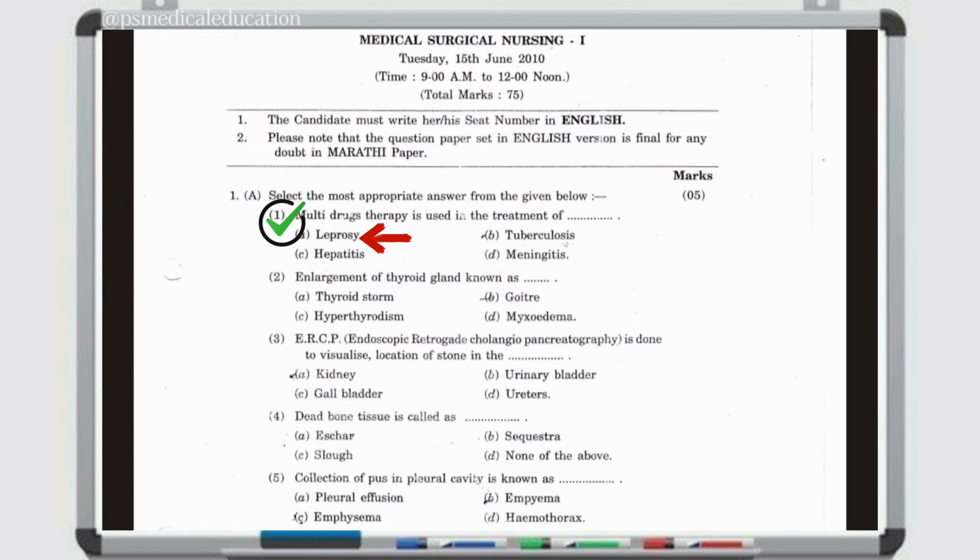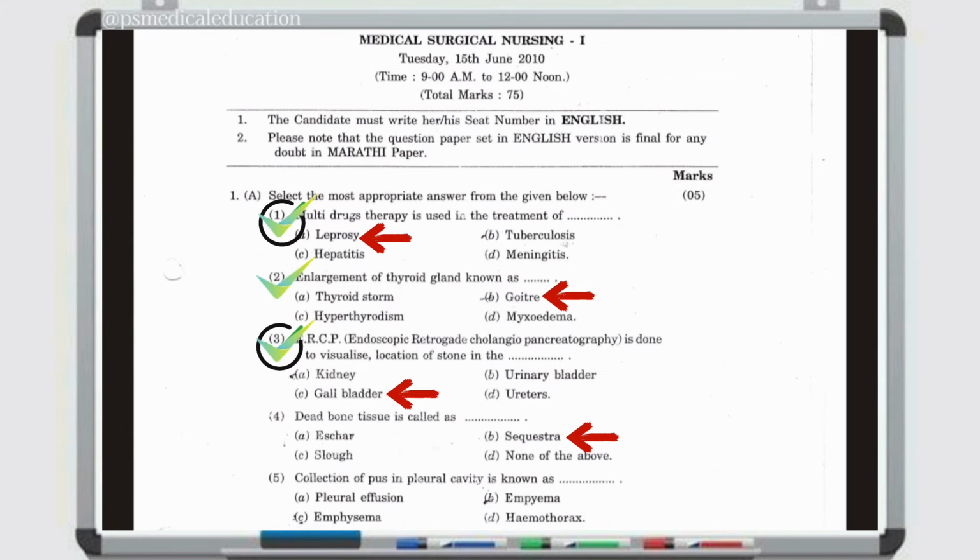Answer is A. Enlargement of thyroid gland is known as goiter. Answer is B. Next, ERCP, endoscopic retrograde cholangiopancreatography, is done to visualize location of stone in the gallbladder. Answer is C. Dead bone tissue is called sequestra.